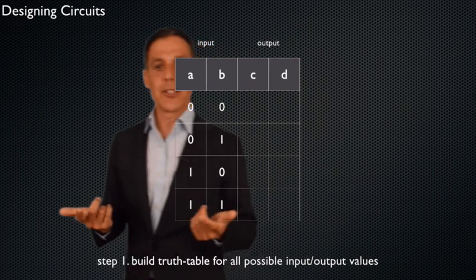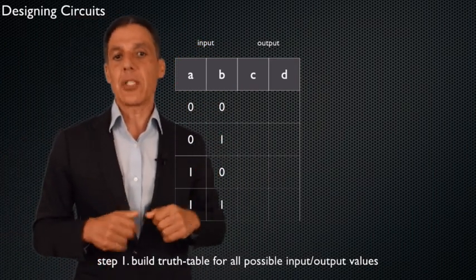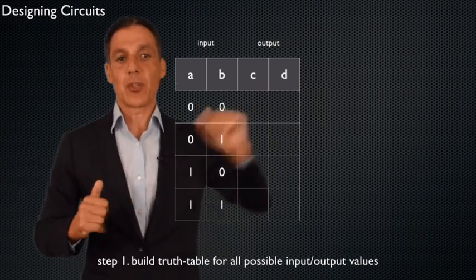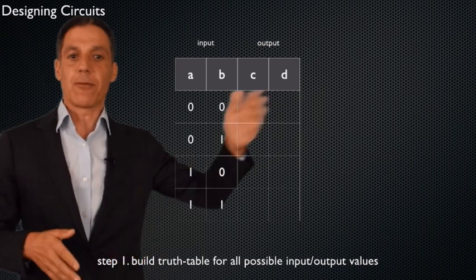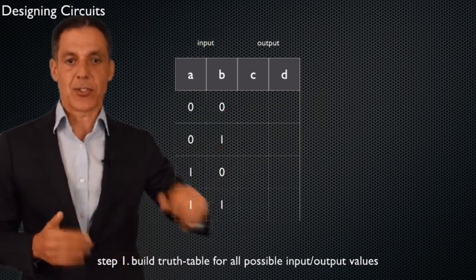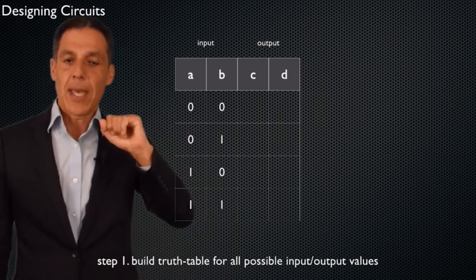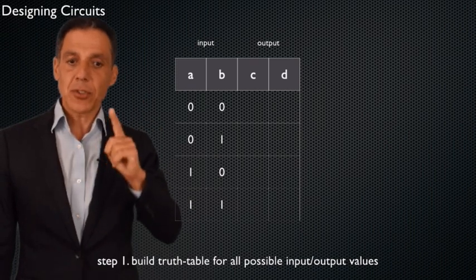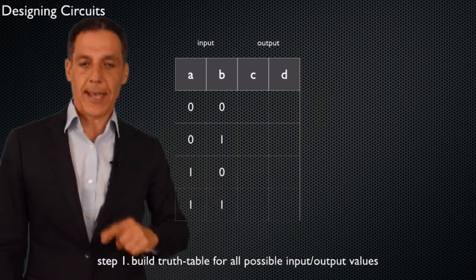So the first thing we have to ask ourselves is, what is the input and what is the output? Let me do an example where I have 2 in and 2 out. I could have 1 in and 3 out. I could have 3 in and 4 out. That's irrelevant right now, but we're going to start with just this simple example. So 4 steps we're going to follow. And the first step is to build a truth table for all possible input-output values.